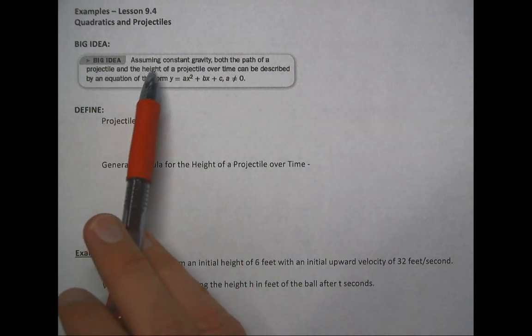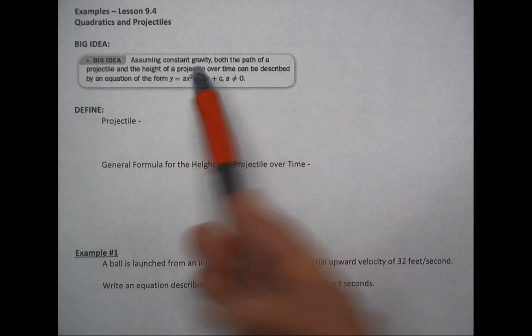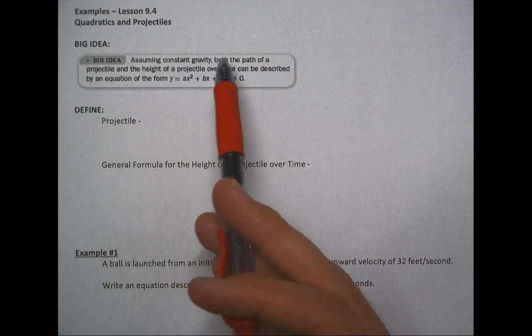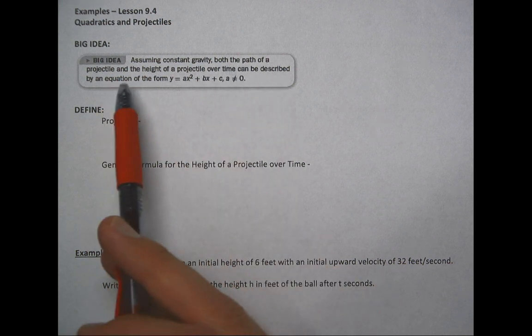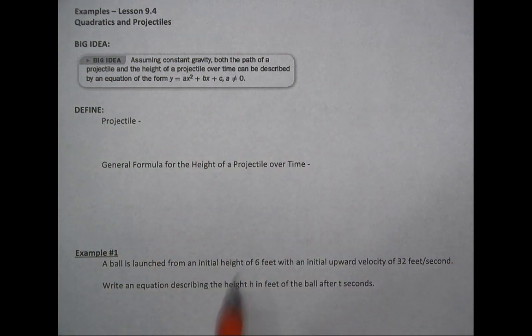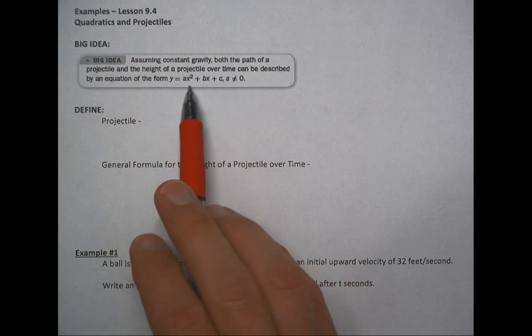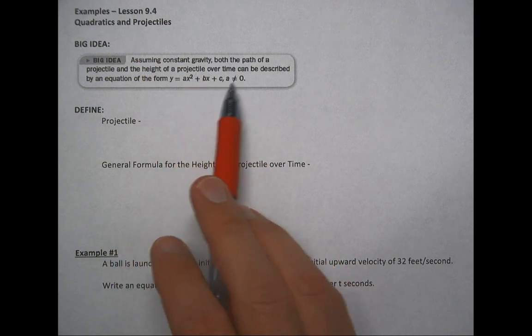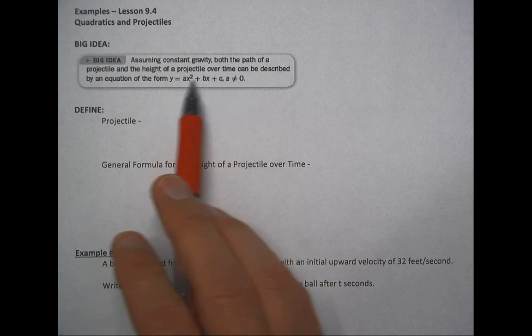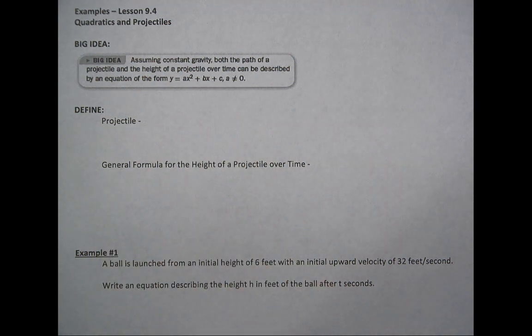The big idea says assuming constant gravity, so we can assume that here on Earth, both the path of the projectile and the height of a projectile over time can be described with this equation that we've been looking at the first half of chapter 9 here. Ax squared plus bx plus c when a is not 0. So this equation that we've been working with forms a parabola on our graph.